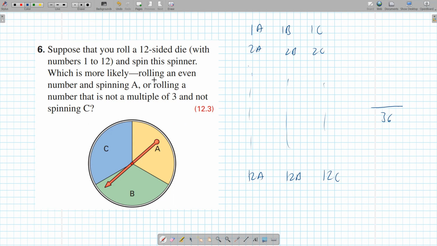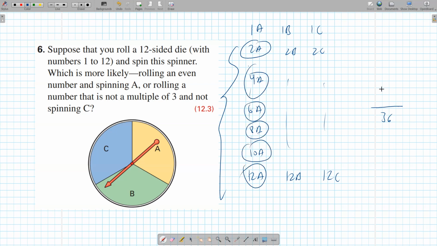Which is more likely? Rolling an even number and spinning A. So how many are there? What's the probability of this happening? Even number and A. That means 2A, 4A, 6A, 8A, 10A, and 12A, right? So how many are there? There's 6, right? If you just count them, even number with A: 1, 2, 3, 4, 5, 6. So it's 6 out of 36. That's 1 out of 6, right?